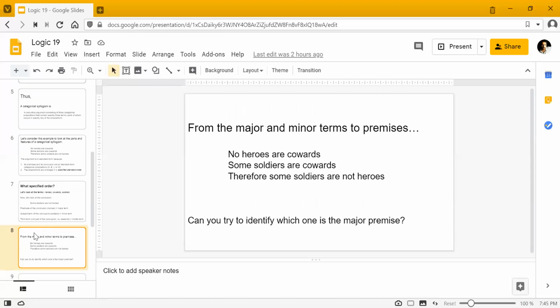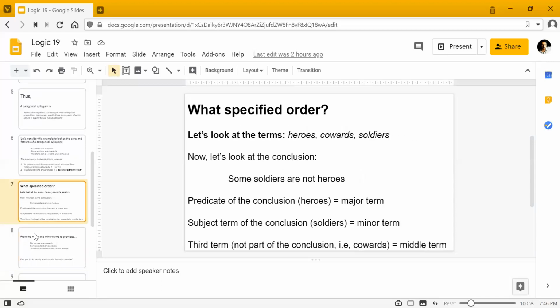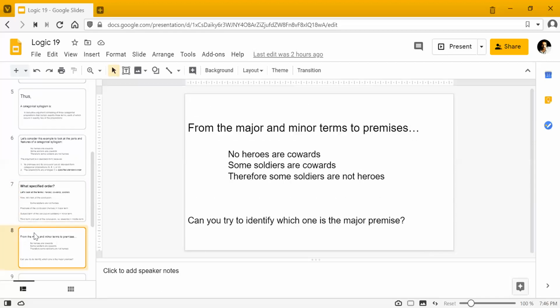अब इसके अंदर आप मुझे बताओ कि इसमें मेजर प्रेमिस कौन सी होगी, ठीक है? Obviously major premise would be the one that has the major term in it, ठीक है? So इन तीनों propositions के अंदर major term कौन से में आ रही है? Major term, you should go back and look, it's heroes, right? So heroes is coming here, so no heroes are cowards, so then this becomes your major premise.